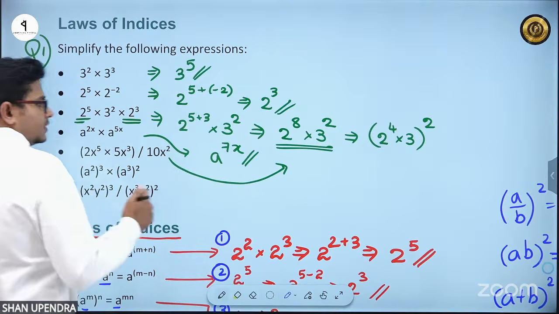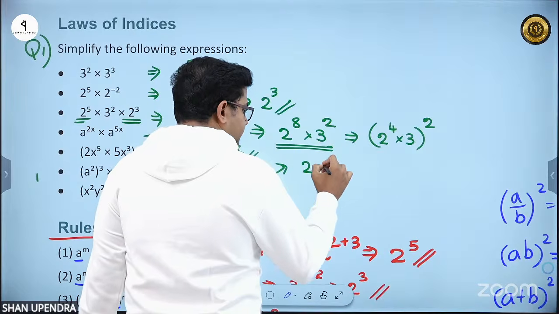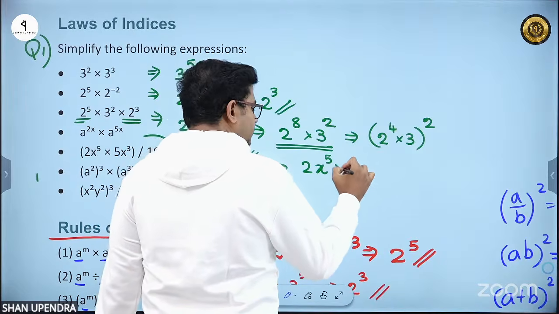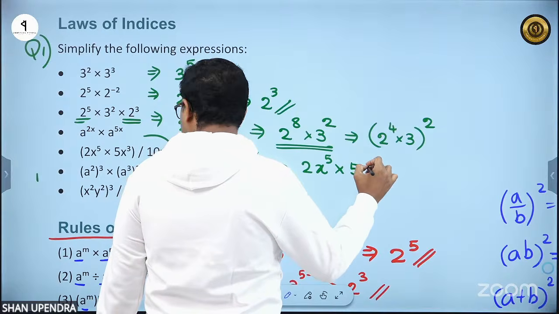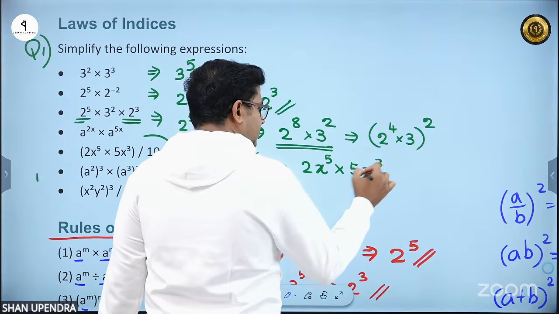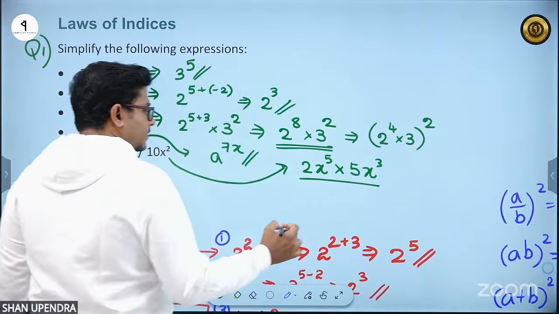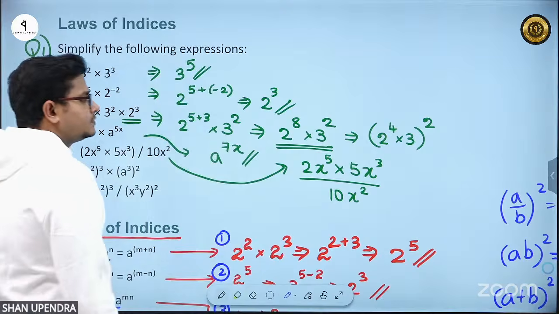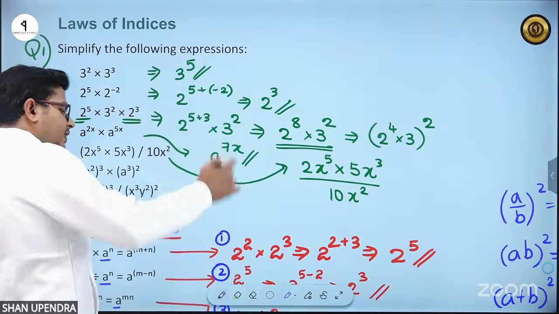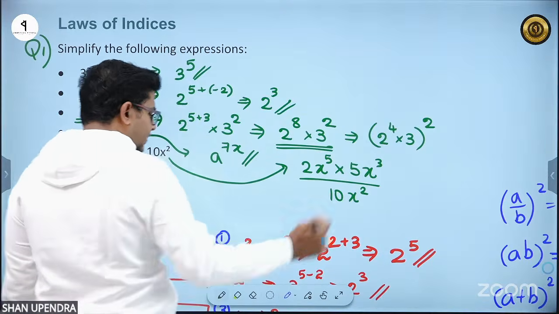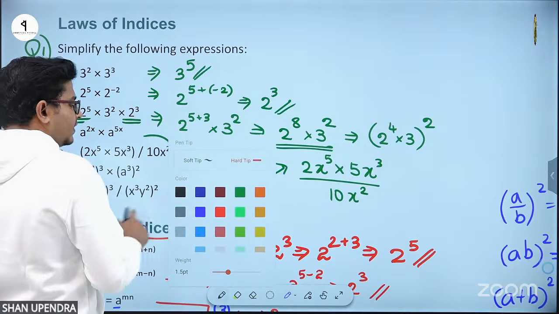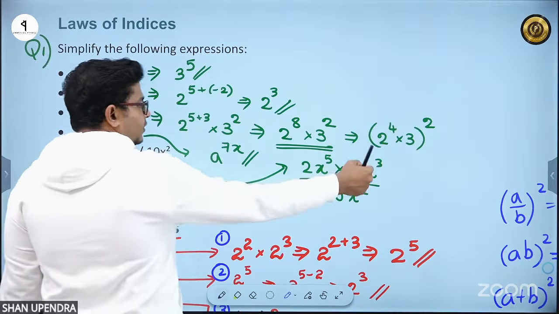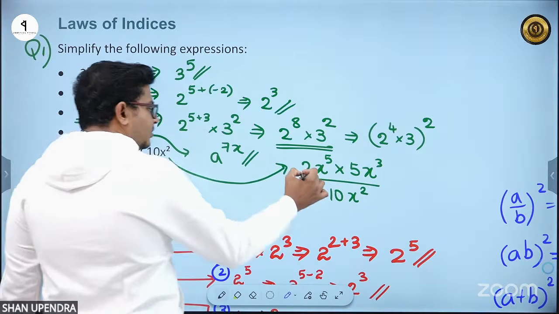So you can see the actual expression of this one is 2 to the power 2 into x to the power 5 into 5 times x to the power 3, divided by 10 times x to the power 2. Then how do you solve this? You can solve the numbers, these coefficients, separately. These are coefficients, 2 to the power 2 into x to the power 5, 5 into x to the power 3. So these numbers are just numbers.